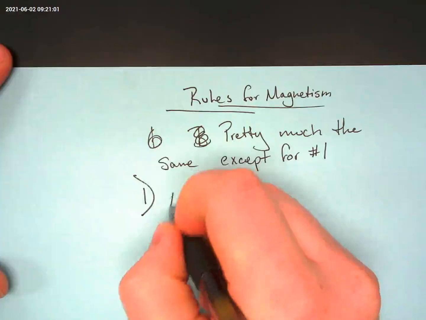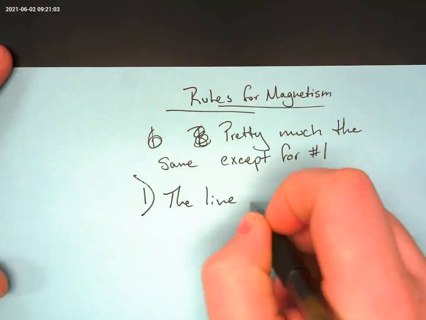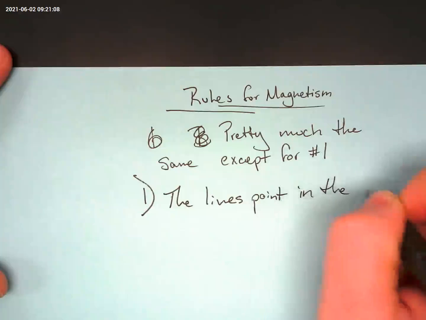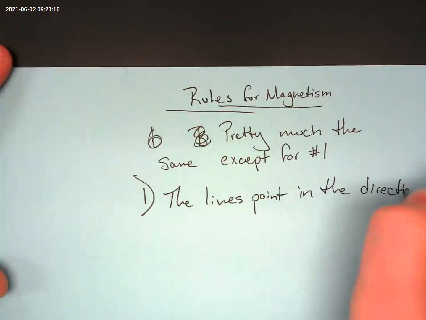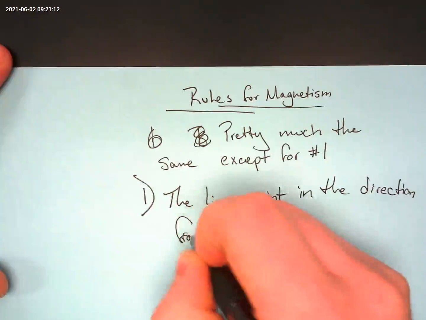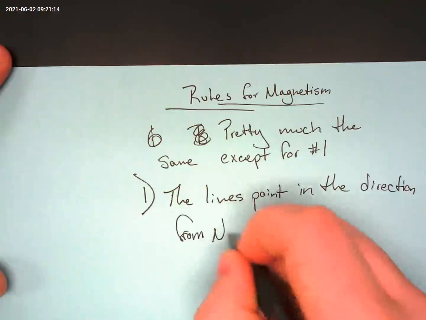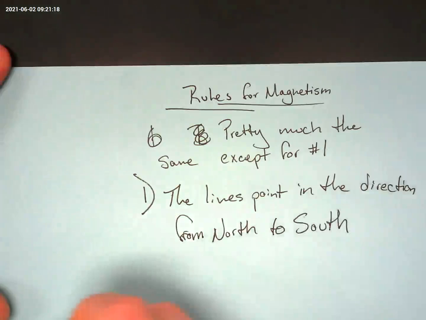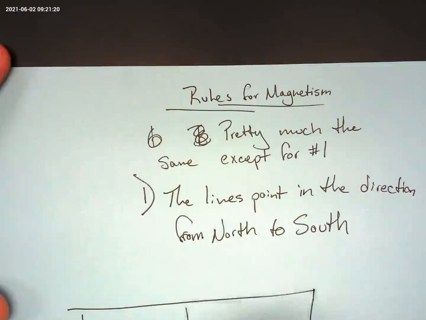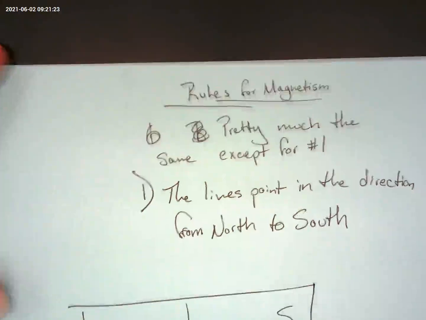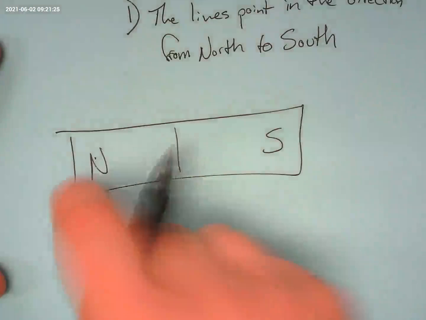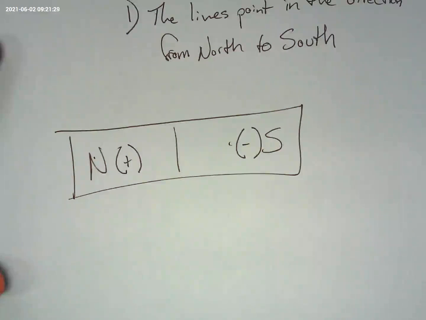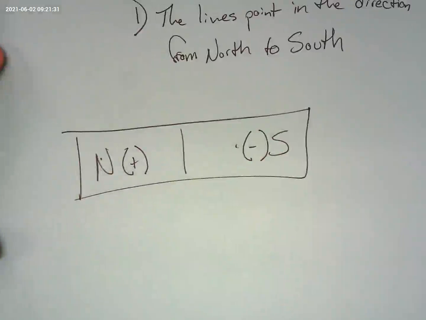It's just going to be the lines point in the direction from north to south. And north to south on a magnet, because remember, on a bar magnet specifically, we have a north end and we have a south end. Basically, we have a positive end, we have a negative end. Roughly speaking, that is what it's saying here.